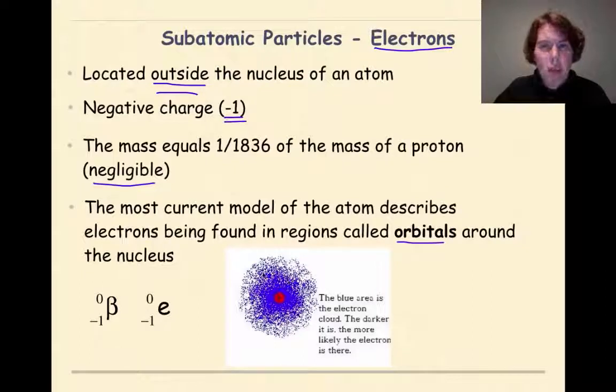Electrons have two ways of being represented on Table O of your reference tables. One is a capital beta, as we see right here, or another way of representing it is a lowercase e, or sometimes your teacher might represent it like this with more of a cursive e like that. So these are different ways of representing electrons.